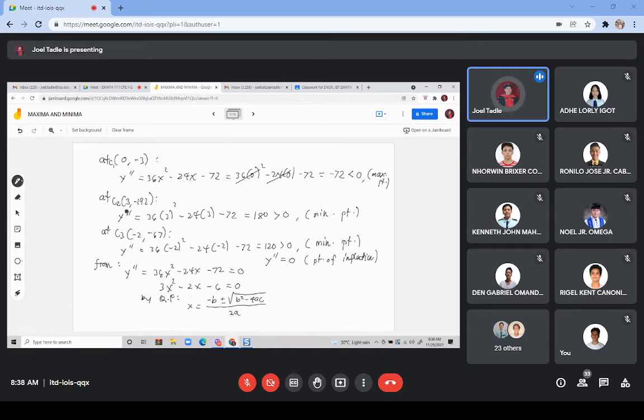Ang sunod nga critical point is critical point number 2. 3, negative 192. Atong gisubstitute ang 3 for x. Nakakuha ta og 180. Positive. It means greater than 0. So, therefore, this point is a minimum point. Ang critical point number 3 is also a minimum point because y double prime is positive 120, greater than 0.